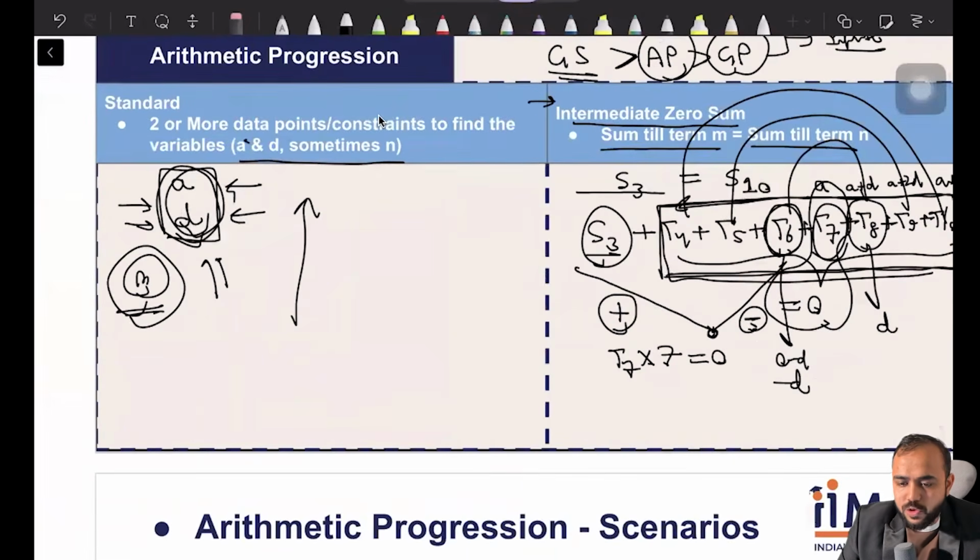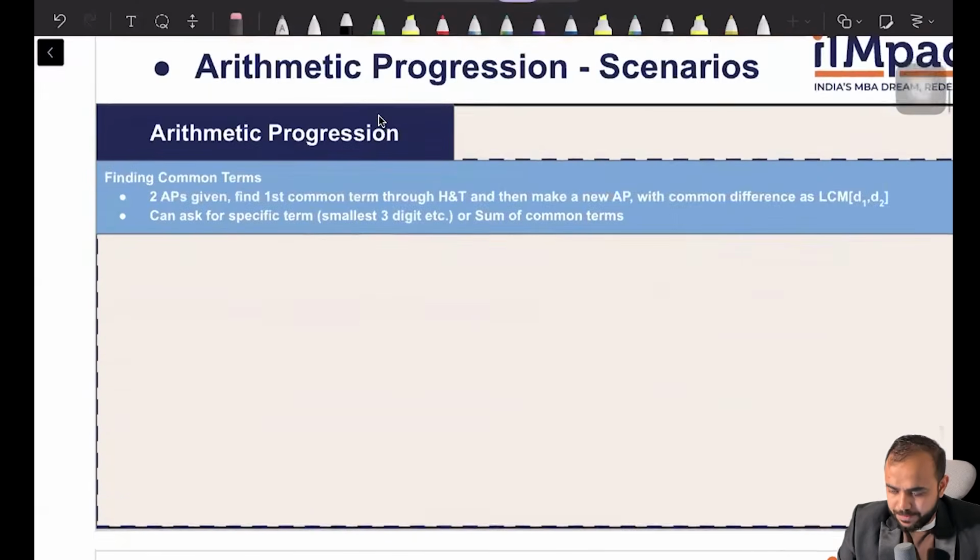The only relevance of this is to arrive at this 0 term. Otherwise, it's a standard arithmetic progression question only. You can hypothetically find the expression for S3, equate it to expression of S10, and that would also give you the same result. All right, let's move ahead.